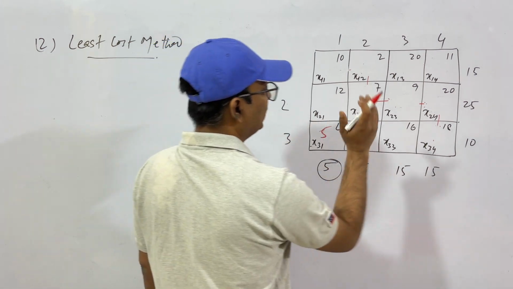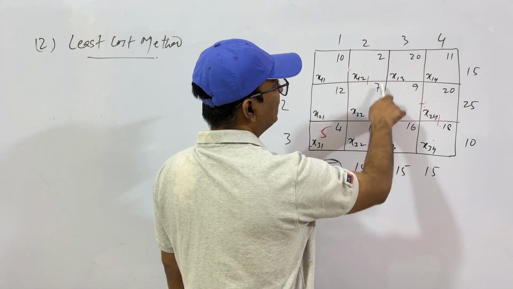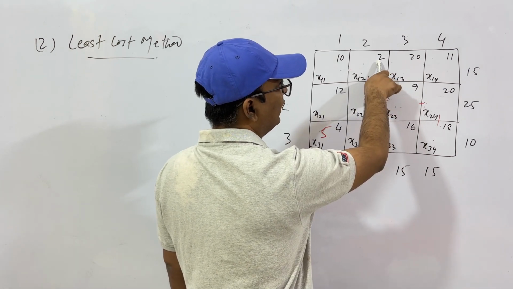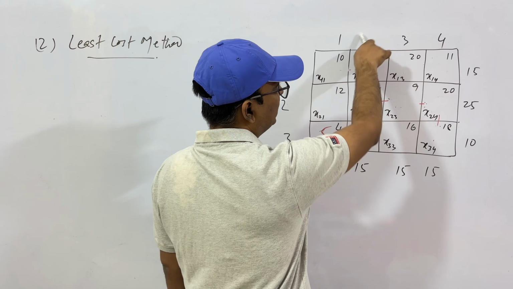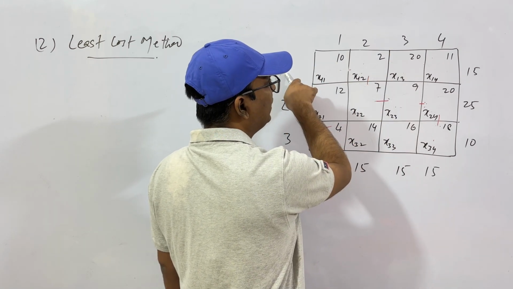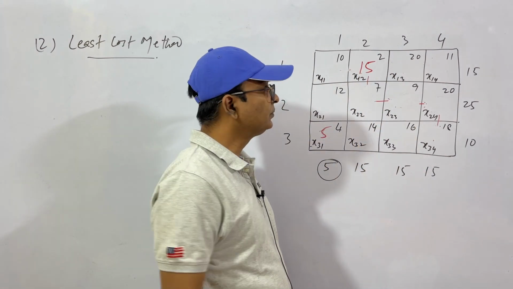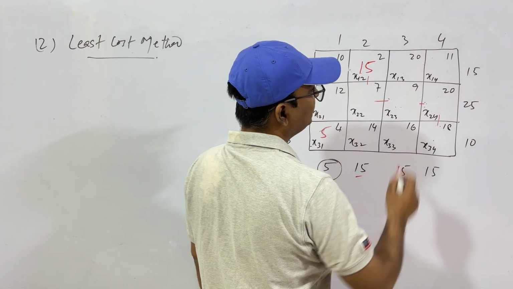Now let's move to this point. Which is the least? It is this one. See, the least cost is 2. And what is the demand? Demand is 15. For this particular unit, the demand is 15. Is this source able to supply 15 units? Yes. So what we do? We assign 15 to this. Complete.